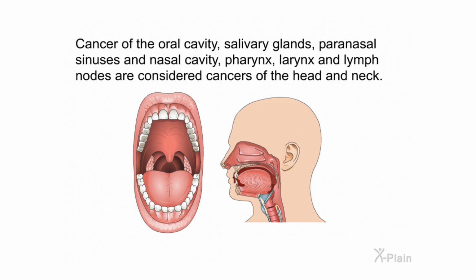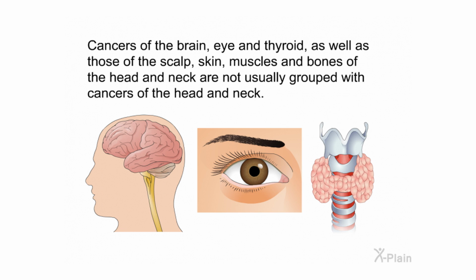Cancer of the oral cavity, salivary glands, paranasal sinuses, and nasal cavity, pharynx, larynx, and lymph nodes are considered cancers of the head and neck. Cancers of the brain, eye, and thyroid, as well as those of the scalp, skin, muscles, and bones of the head and neck are not usually grouped with cancers of the head and neck.